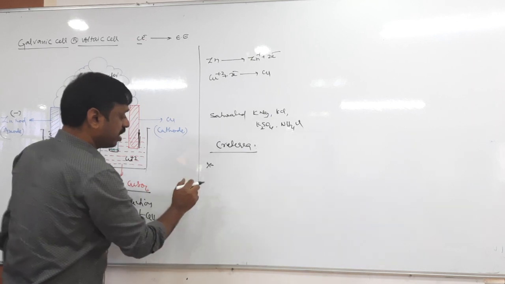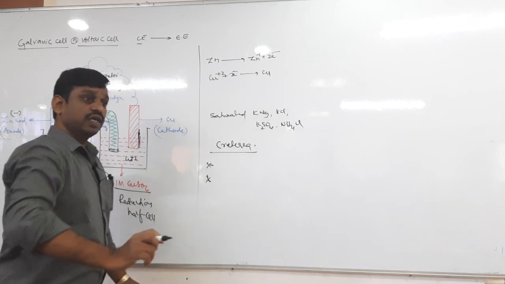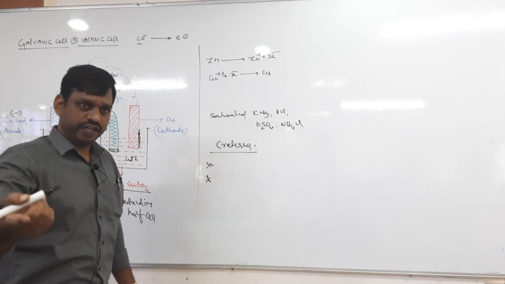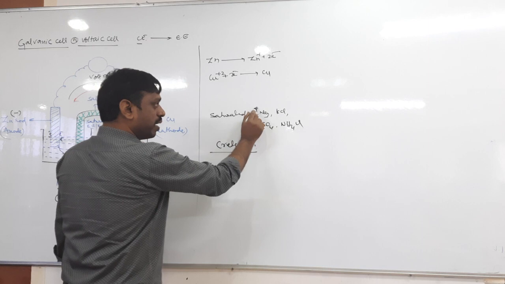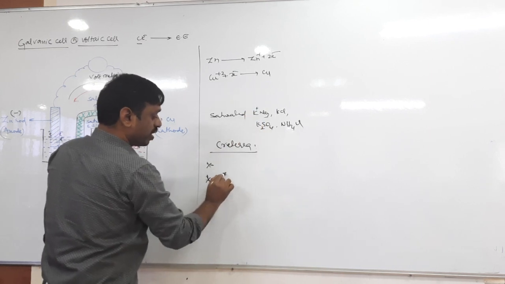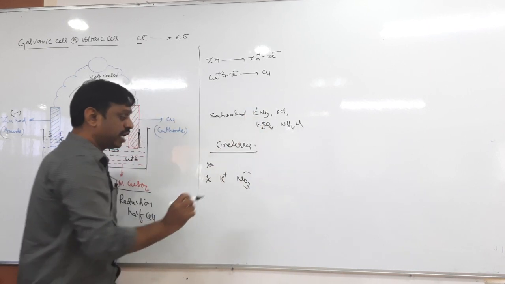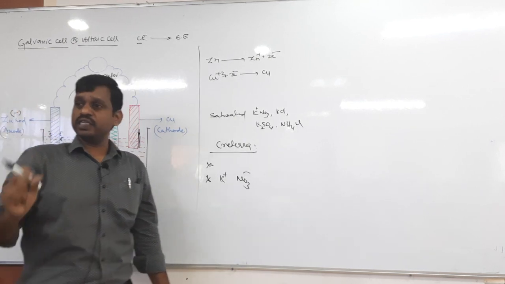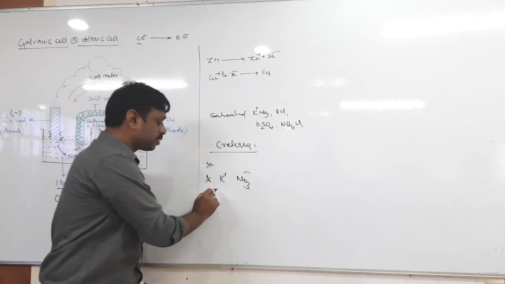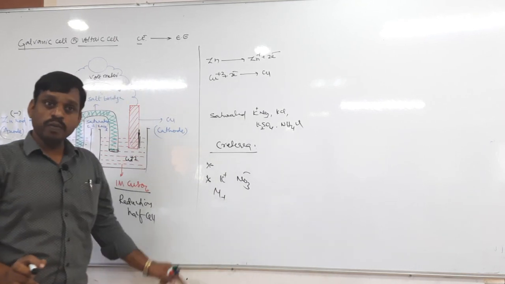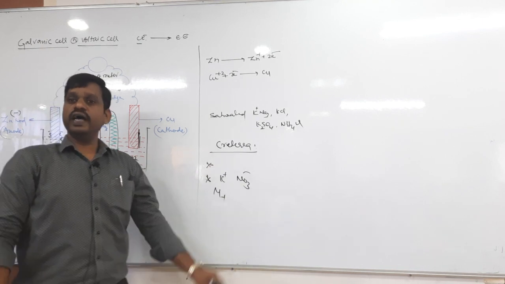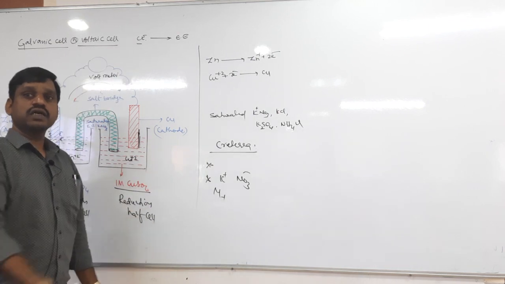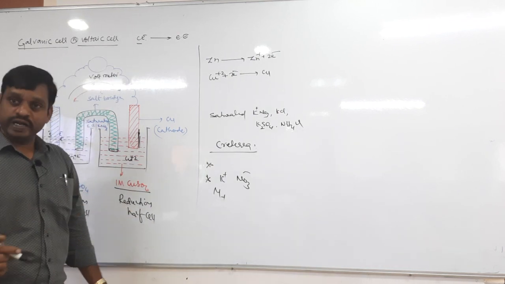Next, another criterion is the migration speed or mobility of the cation. The mobility of the cation should be equal to the migration speed of the anion, like K+ and NO3-. Both have approximately the same migratory speed. The mobility of the cation should be equal to the mobility of the anion. Therefore, if these two conditions are fulfilled, then the solution can be taken as a salt bridge.